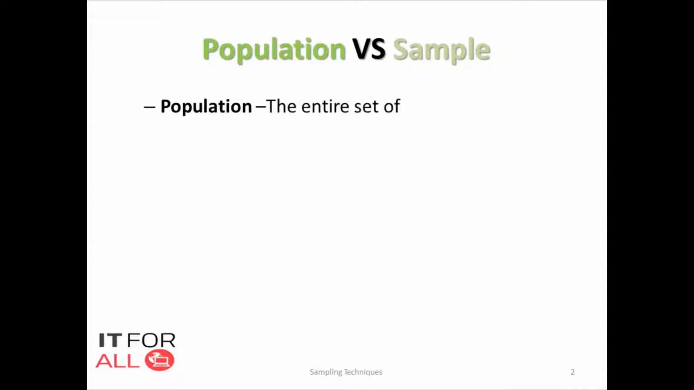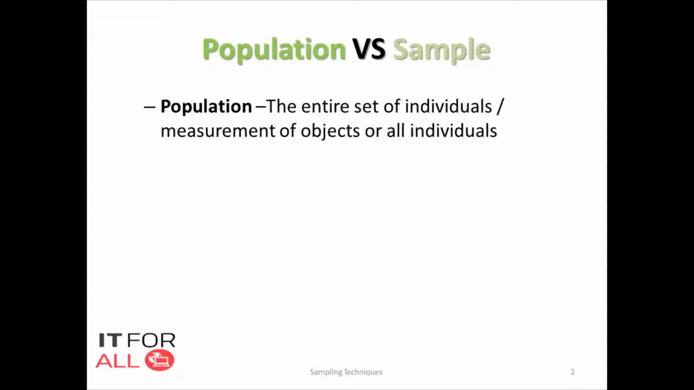So, whenever we talk about the population, it is a huge amount of data, the surroundings of data. Or we can say that population is a collection of elements which have some characteristics in common, and it is denoted by capital N. So the entire set of individuals, measurements, or objects, or all individuals or objects of interest that are under study. Next is, what is a sample?